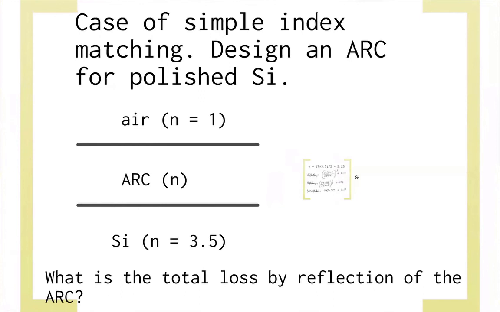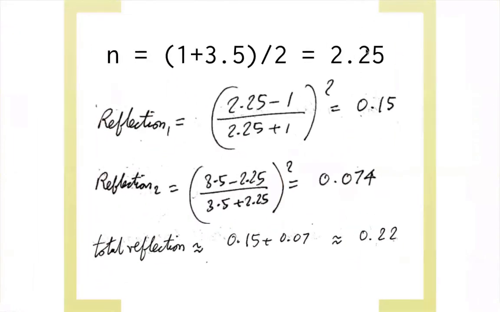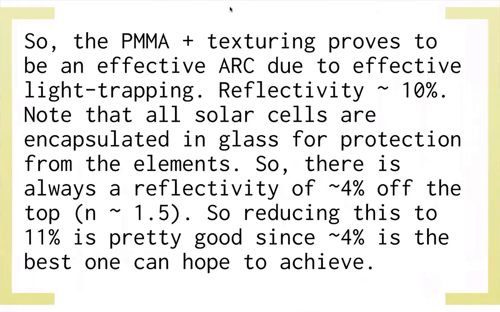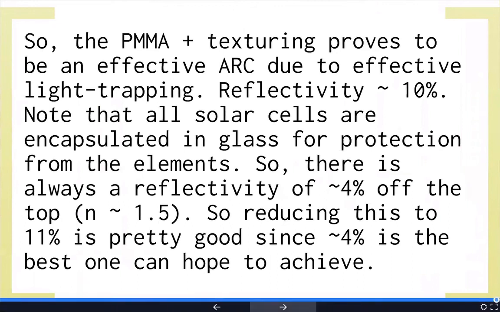Which is of course a much simpler, easier thing to do, because to get a refractive index of 2.25 is not terribly easy. So again, just to summarize, what I'm talking about here is that PMMA plus texturing proves to be an effective anti-reflection coating due to the effective light trapping. The extra bounces give it more chances of being absorbed, essentially. So it's an example of light trapping enhancing the anti-reflection properties. So reflectivity becomes about 10%.